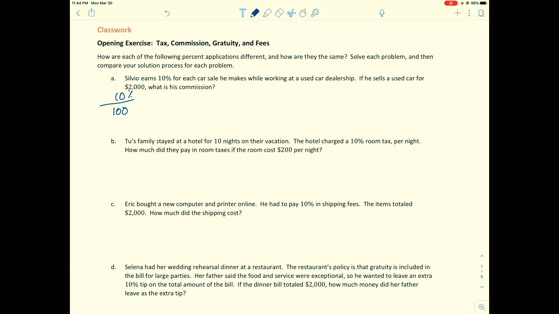Now I can use the proportional method to find this, which is part over whole is equal to percent over 100. Substituting, I don't know what the part is, and that's what we are asked to find, because his commission is the part, and the whole car price is the whole. So I know what the whole is, which is $2,000, is equal to 10%.